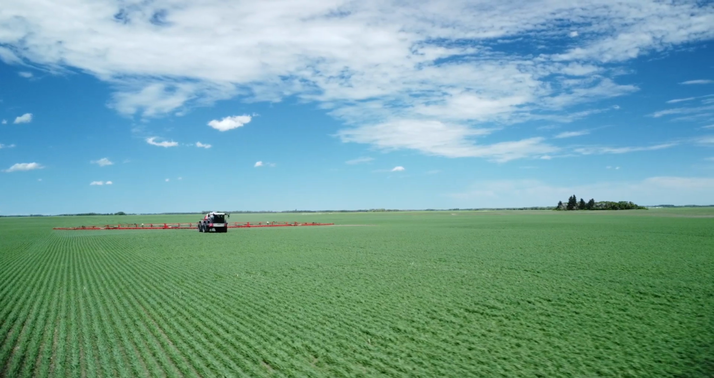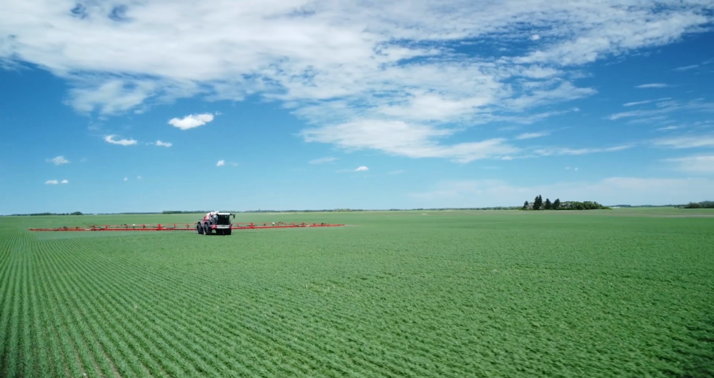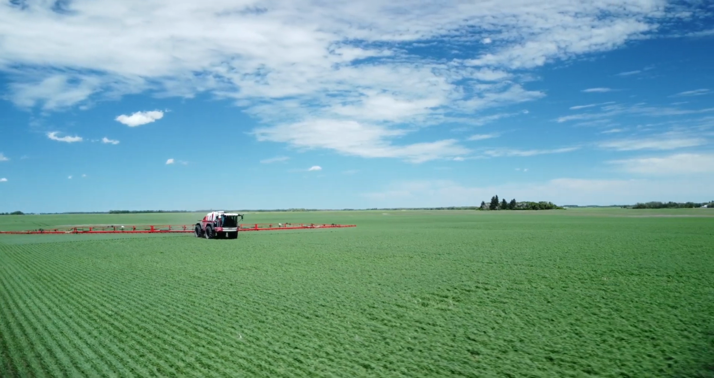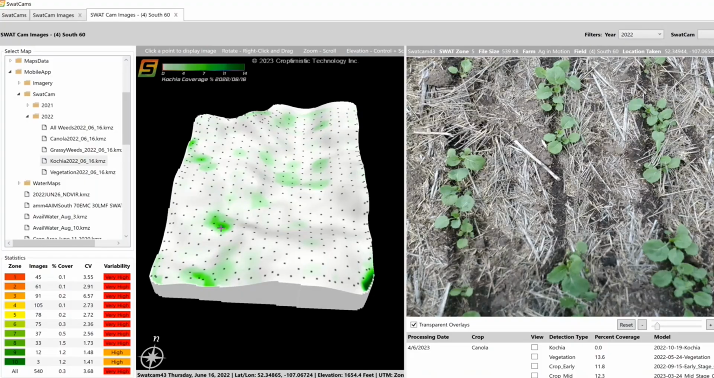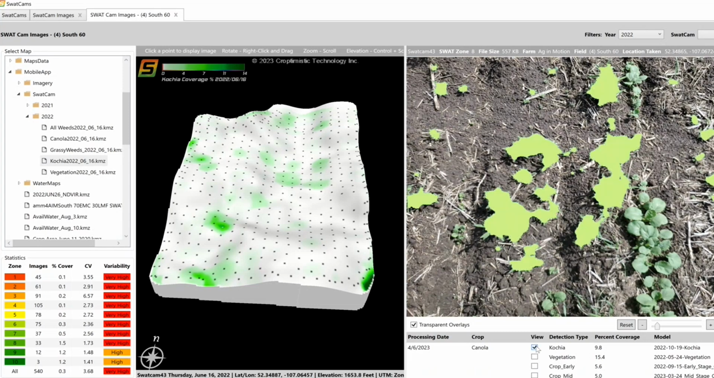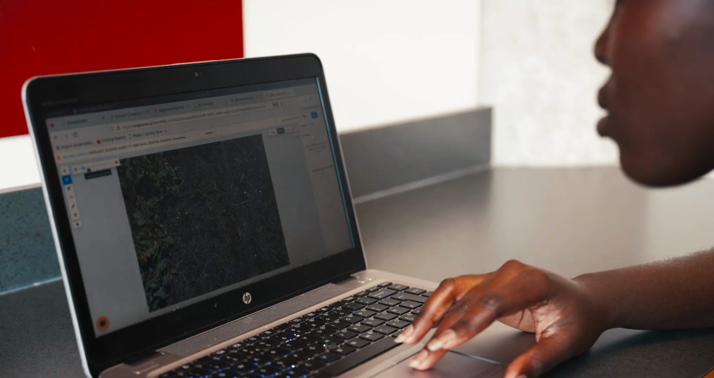As an agronomist, I've used it even for our herbicide efficacy check. So after the field is sprayed, we always go back and see how well the herbicide is working. We can use these maps to pinpoint areas of the field that have higher weed populations, right? So going to those areas, seeing how well it's working, and assessing if we need to do anything about it.